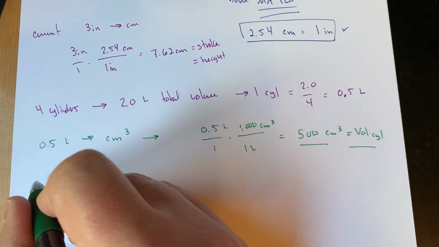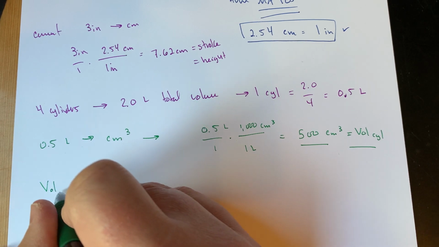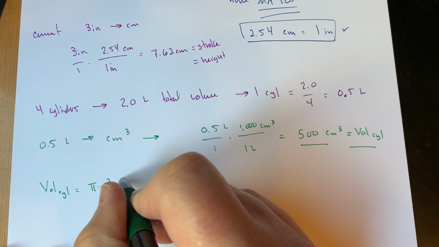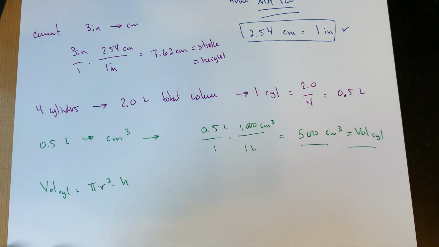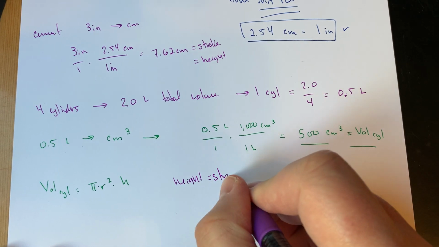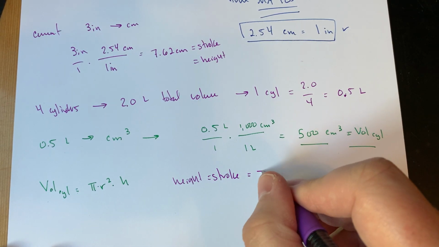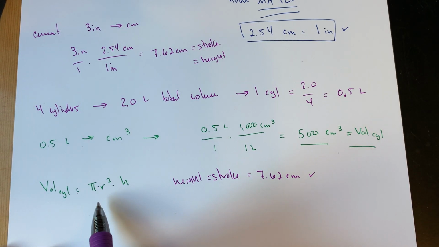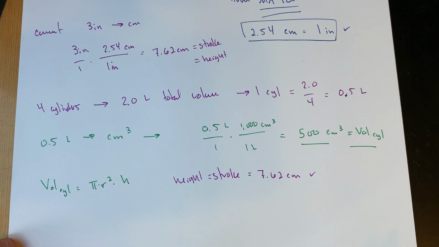So what's our volume formula? Volume of a cylinder should be pi times r squared times the height. The height value, of course, is our stroke, in centimeters was 7.62. And what we're trying to solve for here is the diameter, but we're going to get the radius first. Let me just sub these values in.